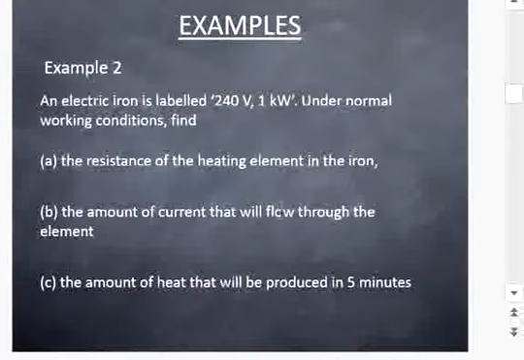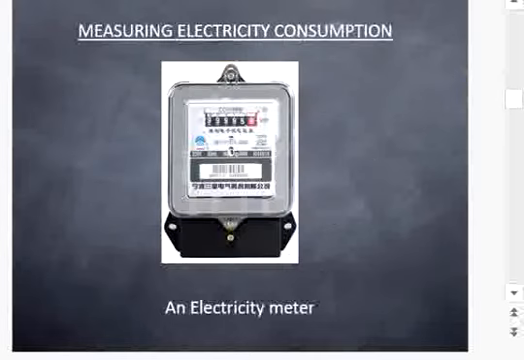So for example, this one asks for the resistance of the heating element of the iron. So basically use the formula V is equal to IR. No, sorry, P. Can I put some formula over here? So don't worry about the example, just move on.